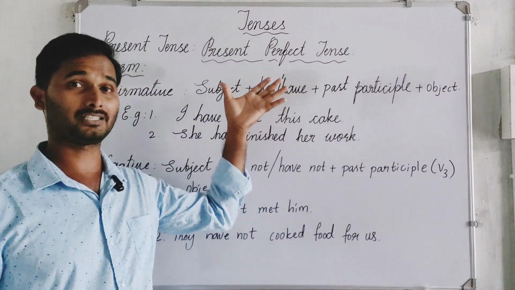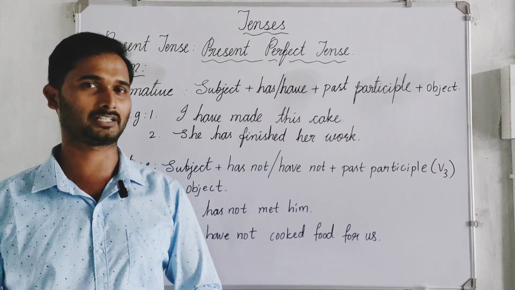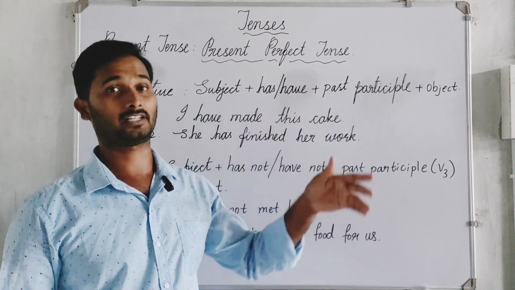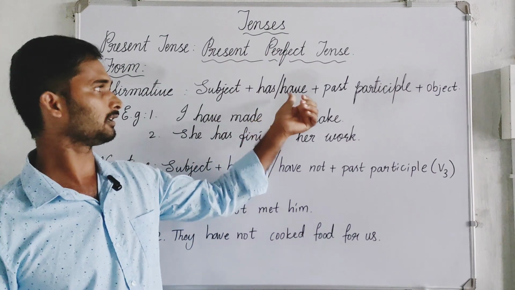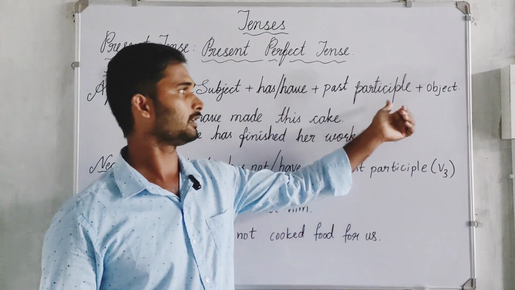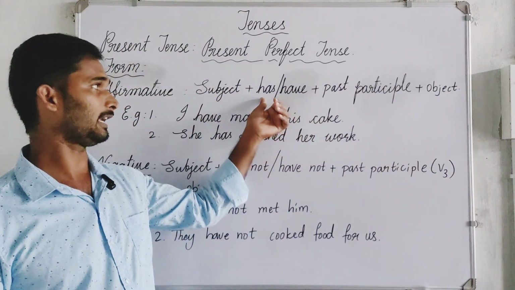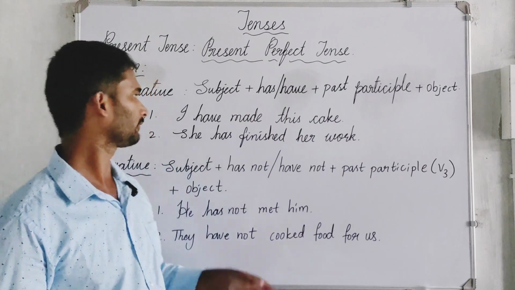Let us learn now the present perfect tense, which shows an action is completed or recent completed actions. Here are the forms of the present perfect tense. Affirmative form. The syntax is subject plus has or have plus past participle plus object. At the end of that, a full stop is added. Here we have has only for singulars and have only for the plurals.